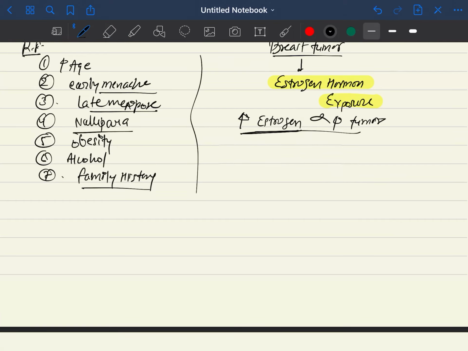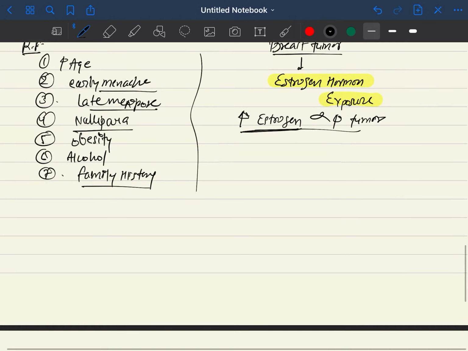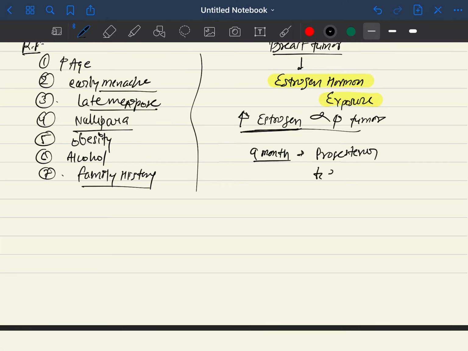Then nullipara. Whenever a female is pregnant, until 9 months, the hormone which is high in the blood is progesterone, and there will be low estrogen. So the more time a female is pregnant, the less exposure to estrogen. So a nullipara will have more exposure to estrogen. Obesity also, because of peripheral conversion of estrogen, and also alcohol and family history.